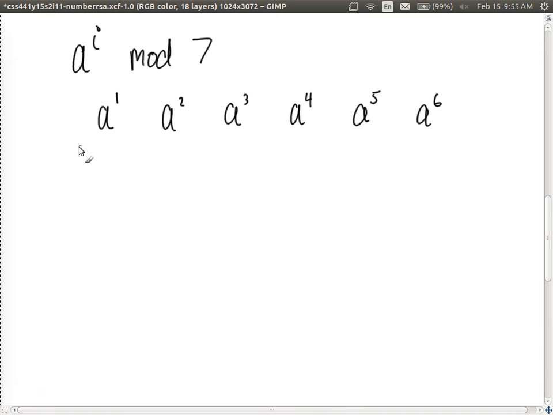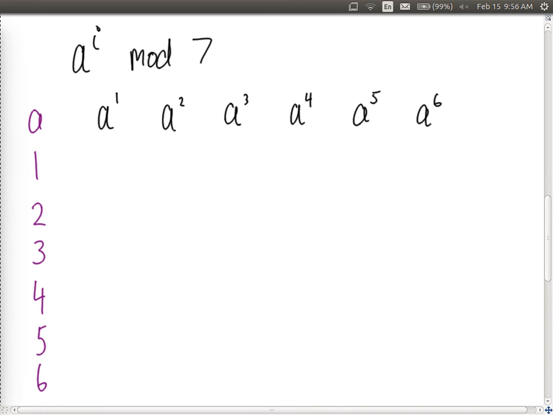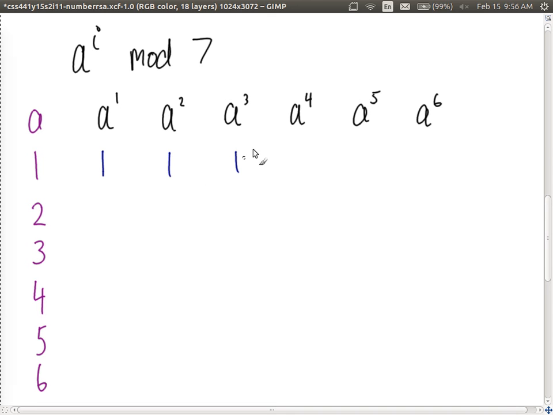We'll write it in a matrix. Find the answers of A is 1, A to the power of 1, all mod 7. A is still 1, A squared mod 7. And we'll write the answers here. The first row is easy. When A is 1, 1 to the power of anything gives us 1, mod by 7, we still end up with 1. So the answers here are 1 all the way through.